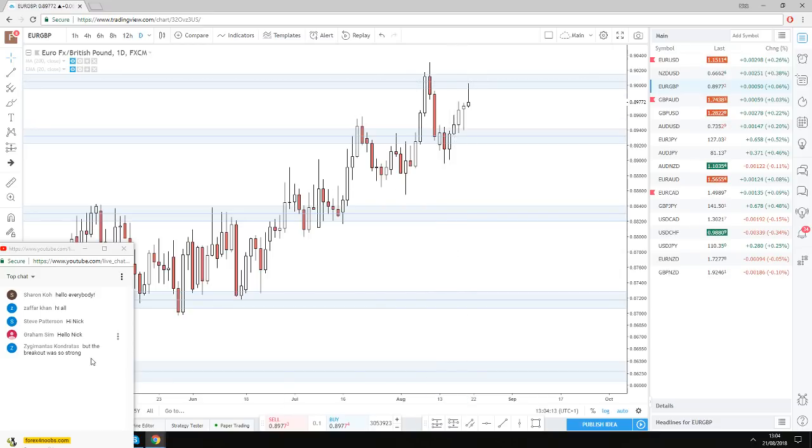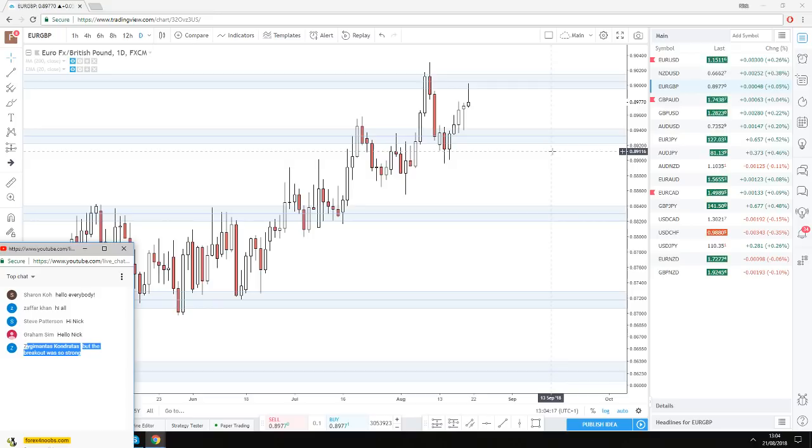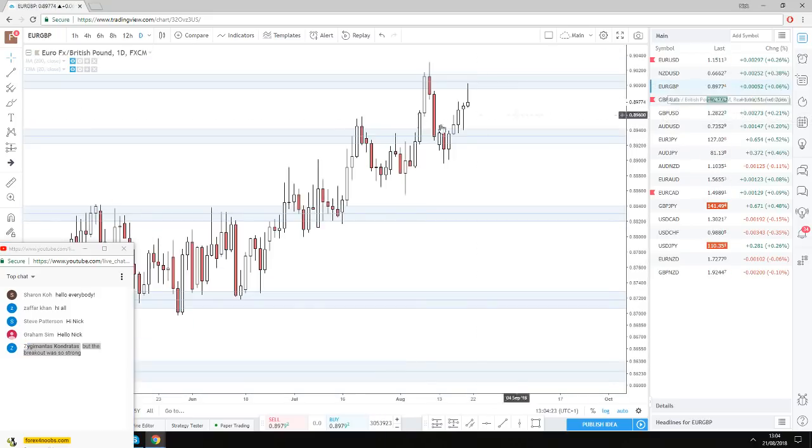EURGBP is bouncing away. Ash, but the breakout was so strong. Yeah, that doesn't matter. Just because the breakout's strong doesn't mean it can't get back into that range.